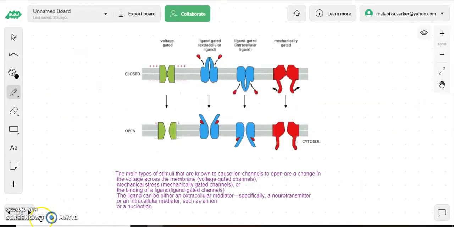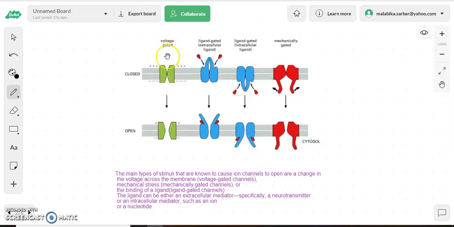Next, what are the stimuli, or the stimulus, which is the singular? The main types of stimuli that are known to cause ion channels to open are a change in the voltage across the membrane, mechanical stress, or the binding of a ligand. So all these stimuli cause the opening of channels. What type of channels? Ion channels.